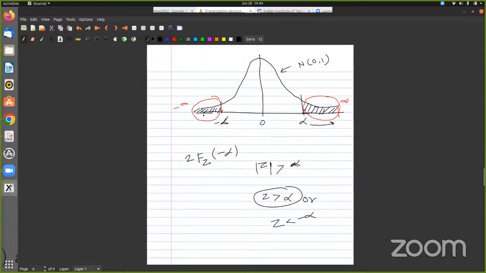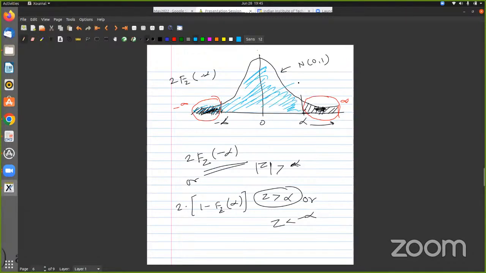Is this okay? Because Fz of minus alpha means which portion? This portion, correct? Since this portion and this portion are the same, I can write 2 times Fz of minus alpha, or else, no, sorry, 1 minus Fz of alpha. Can I write this? So what is Fz of alpha? It is the entire area, right?